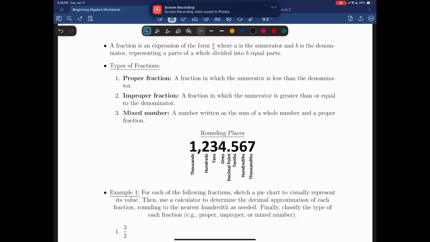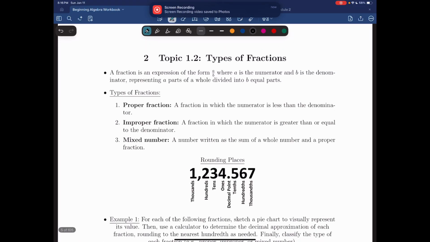Hello, welcome to section 1.2. In this section, we are going to be learning the different types of fractions, how to convert between a couple of these fractions, as well as how to simplify fractions.